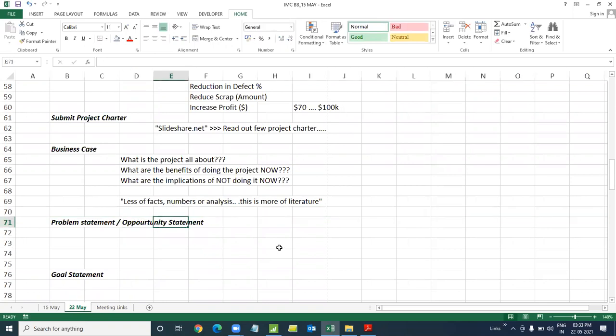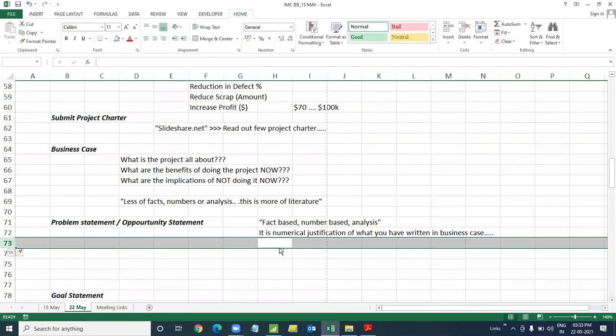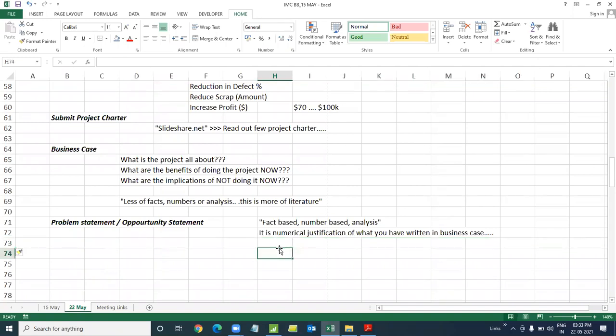Problem statement or opportunity statement, this is fact based, number based, analysis based, completely facts based stuff. That's what it is. It is the numerical justification of what you have written in the business case. You must have written so many things. You must have done some fact finding, some research at your end. That needs to be authenticated and validated. That's what comes from the problem statement.